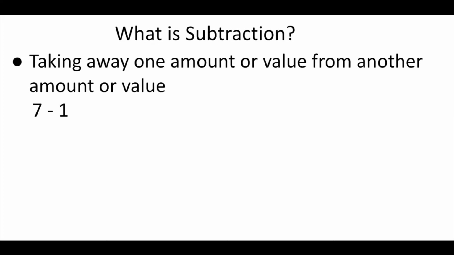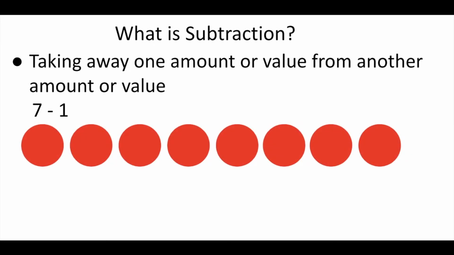Let's take a look at the example 7 minus 1. We can represent the number 7, which is the number that we are subtracting from, as counters. As you can see, we've drawn out 7 counters. We can represent the number 1, which is the number that we are subtracting, as a counter. As you can see, we've drawn out 1 counter.